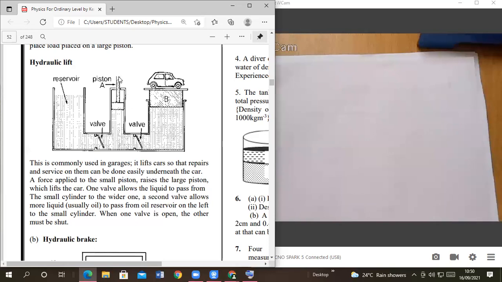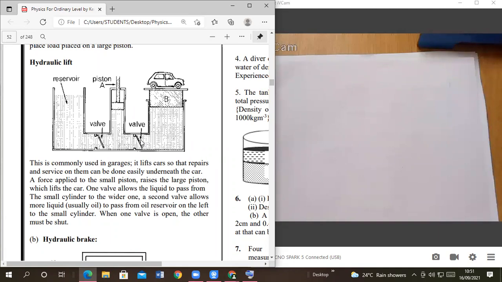Now, once a force is applied on piston A, what will happen is that this valve which is here will close, but this valve which is here will open. Why will it open? Because there is a pressure that is applied through this fluid, and this pressure will be exerted on this valve. So this valve will open because of the pressure exerted on it through the fluid, and the fluid they are using is oil. So normally it is oil that is used. The pressure through this oil forces the valve to open.